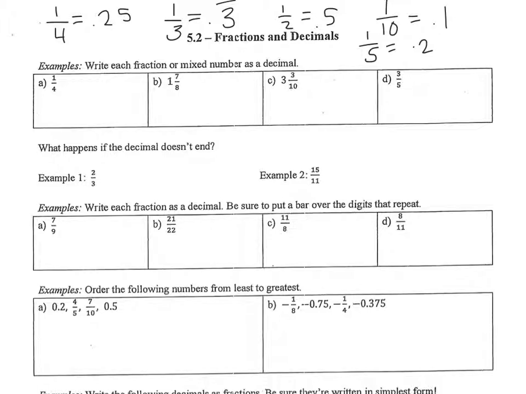So if you know these, you can kind of work with them, because 2/4 is 0.25 plus 0.25. 2/4 is 1/2. That's why it's 0.5. So 1/4 is 0.25.